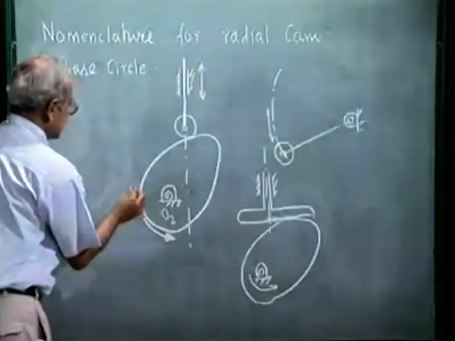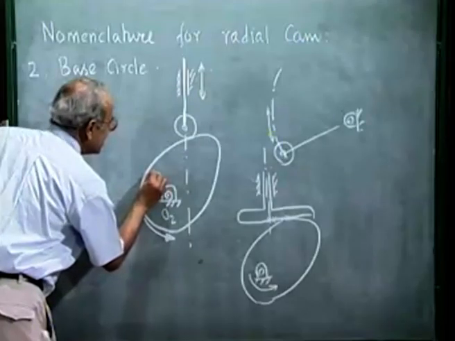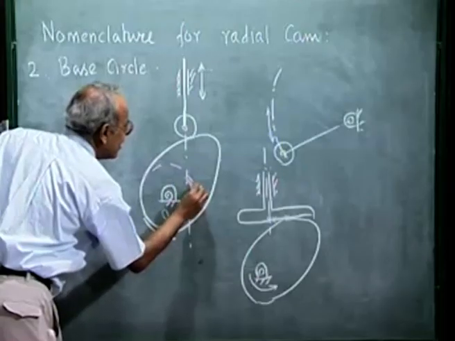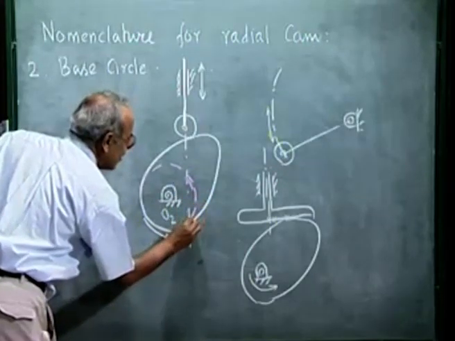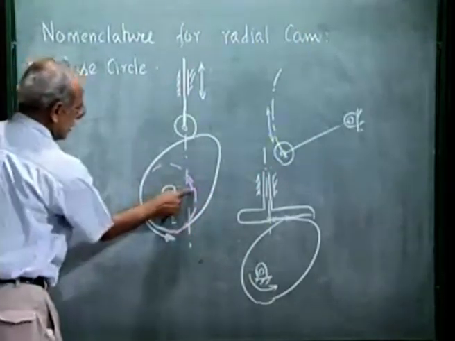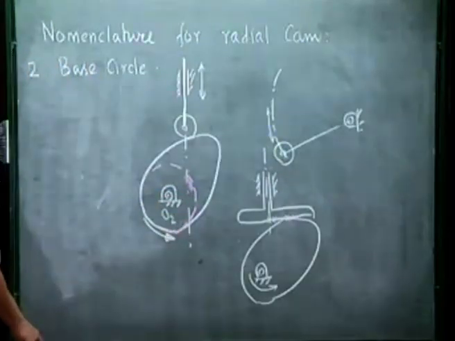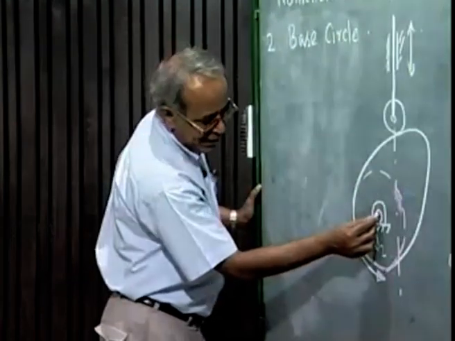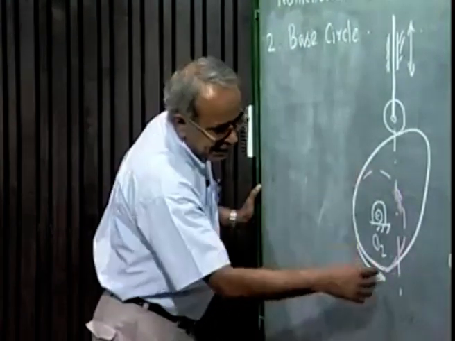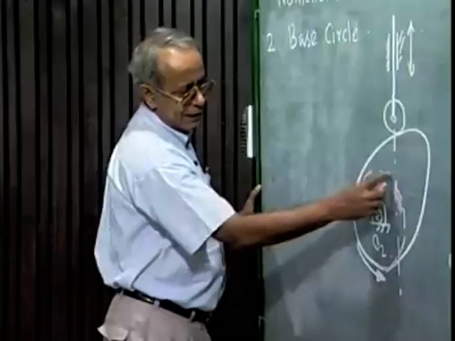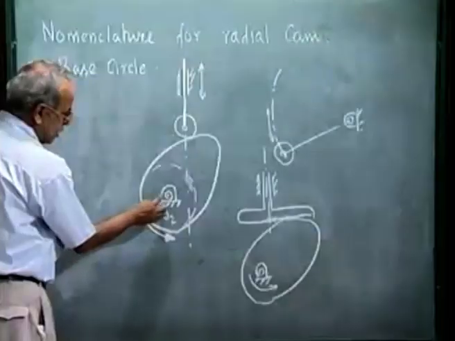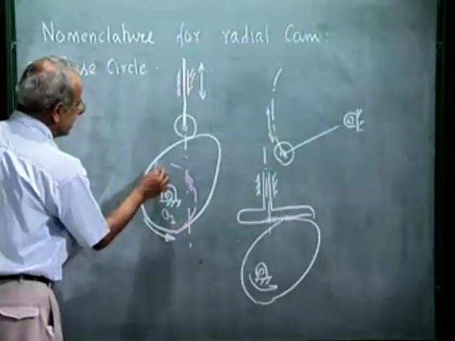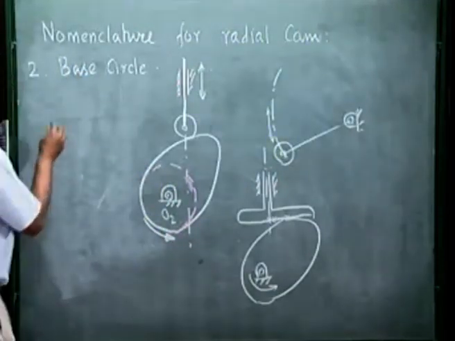Base circle is the smallest circle. Let us think of the smallest circle that can be drawn with cam center as the center and touching the cam profile. This is the smallest circle that can be drawn with cam center as the center and touching the cam profile. This circle we call base circle.